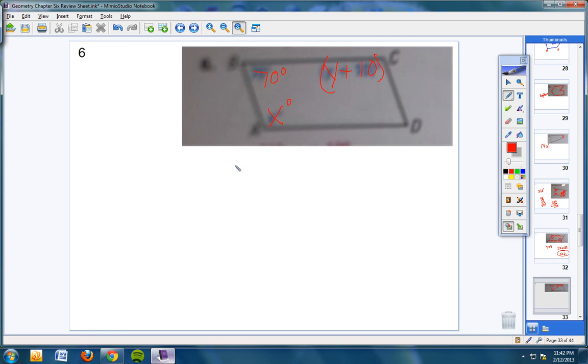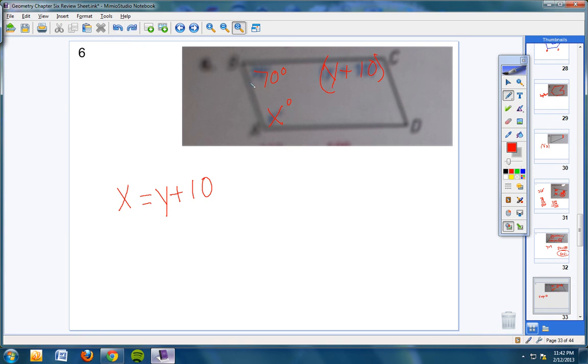Look, I mean, x, this angle here, equals this angle up here. So x equals y plus 10. That's got 2 unknowns. That's weird. How are we going to solve that? Well, let's look at the x. Yes, in a parallelogram, opposite angles like these two are congruent.